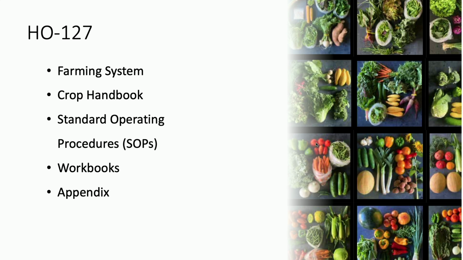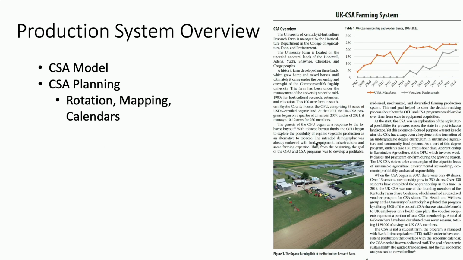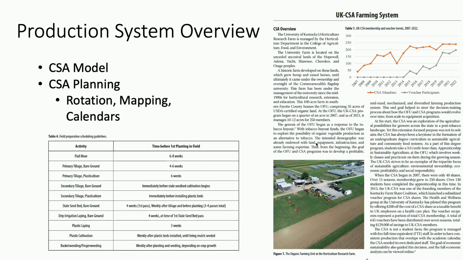So what you're going to discover in the manual is different sections. There's a farming system, a crop handbook, SOPs, workbooks, and an appendix. I'm just going to briefly touch on what these are. The first section is a production system overview. We talk about our CSA model, what that looks like, how we plan, things like rotation, mapping, developing your calendars. You'll see charts, you'll see pictures, you'll see things like this.